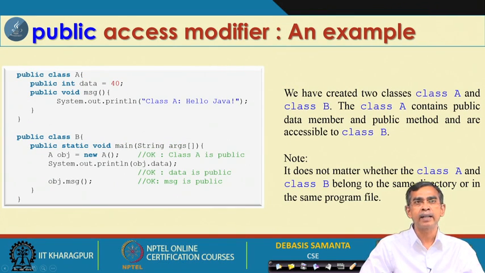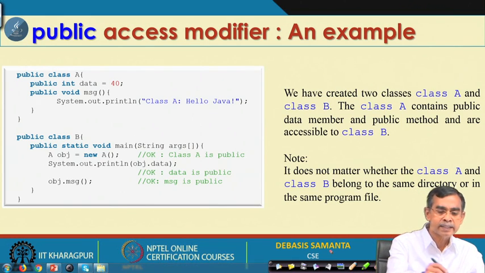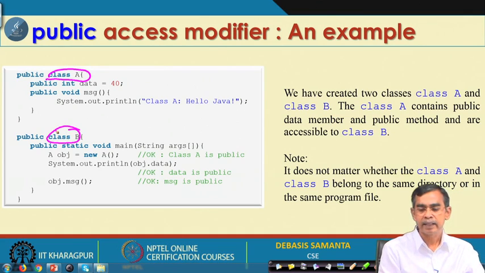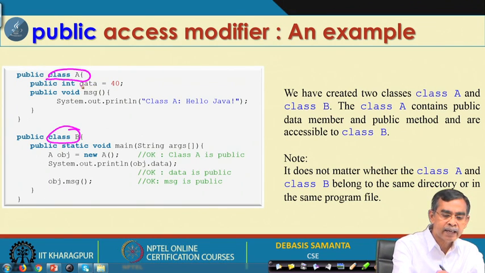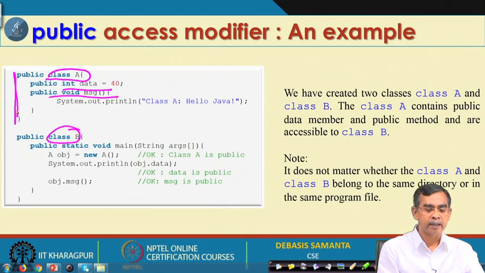Let us come to another example. Here again we declare class A as public, and there is another class B, both declared as public. So, here we created two classes, class A and class B, and in class A there is a public data member and then a public method. This means that the entire class is basically accessible to any other classes anywhere.